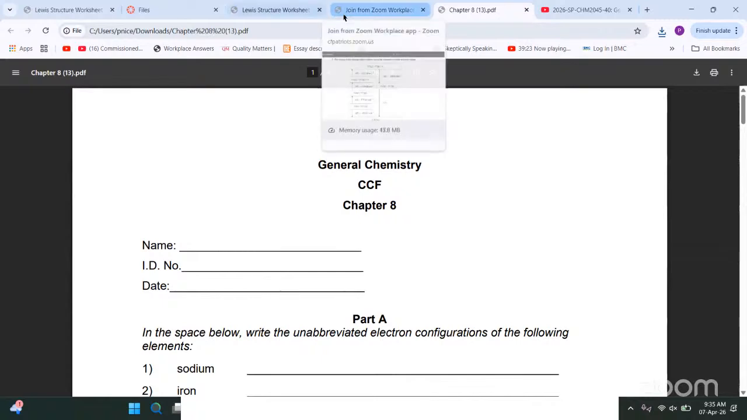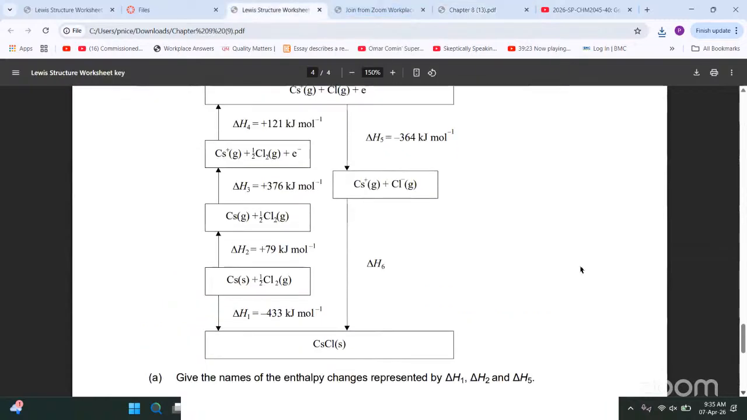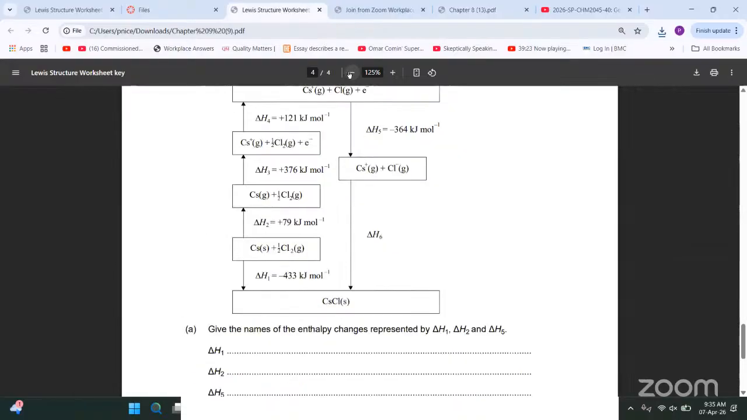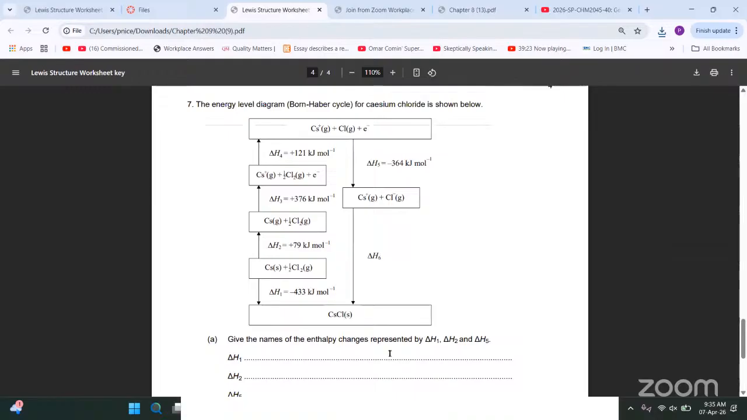Okay, here it is. So this is dealing with the Born-Haber cycle. If you remember, the Born-Haber cycle basically maps out the changes that a metal and a non-metal undergo in order to form the ionic compound. So we discussed that last time, and this is an application of this problem.